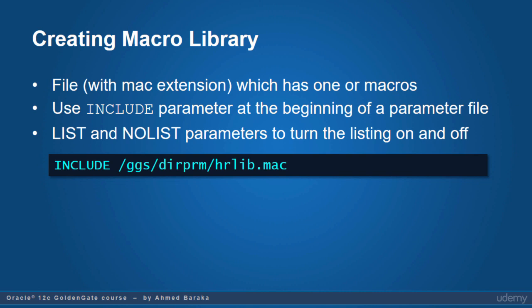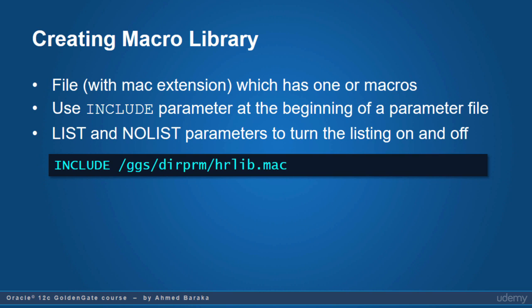Macros can be saved in files, and those files can then be included in the GoldenGate parameter files. You save the macro library file with the mac extension. Use the INCLUDE parameter at the beginning of a parameter file so that all the macros in the library file will be seen by the parameter file.